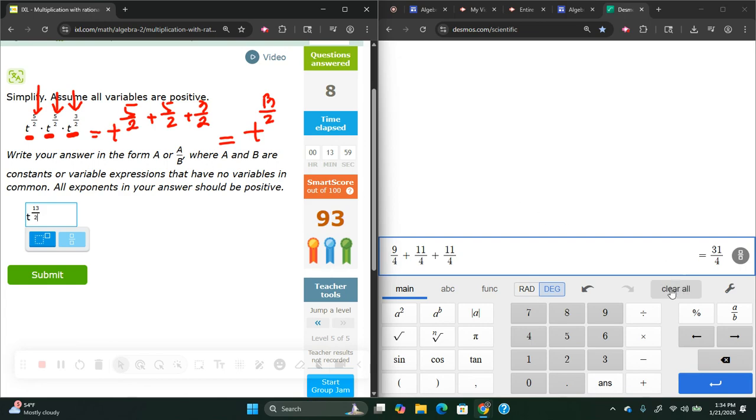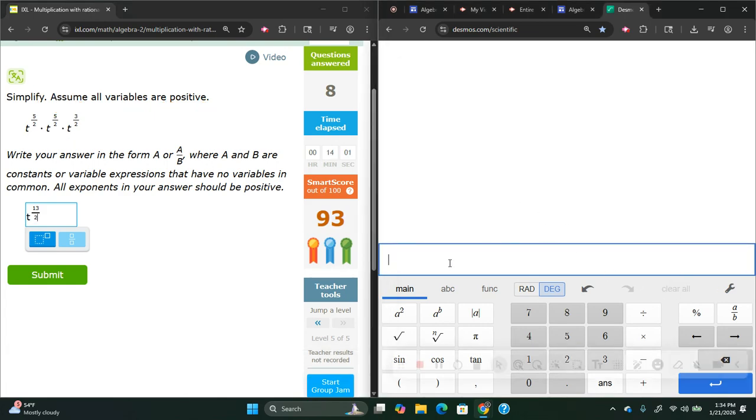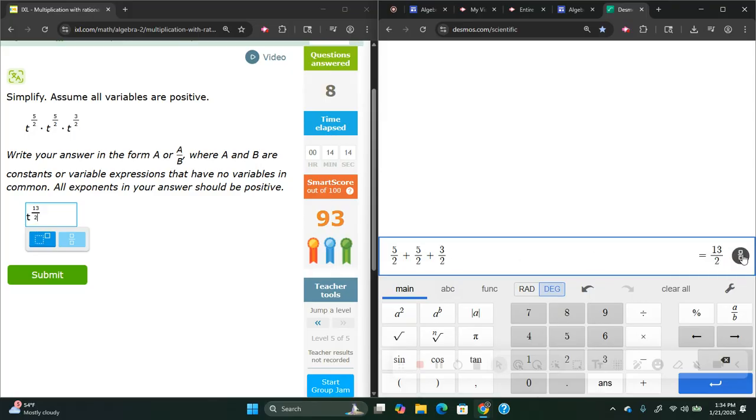So you can use the calculator to double check over here. 5 over 2 plus 5 over 2 and then plus 3 over 2. Make sure you click convert to fraction. So 13 over 2. So we should be correct.